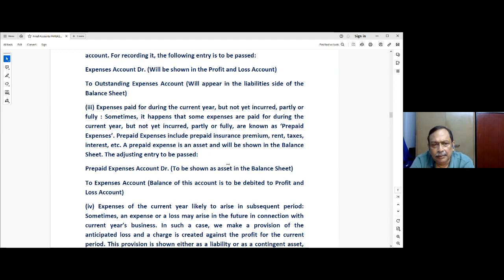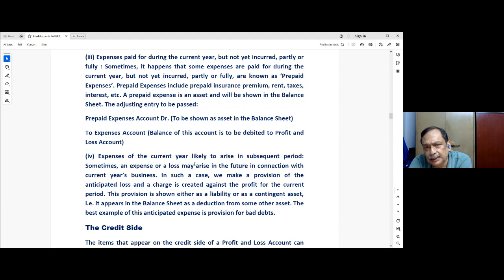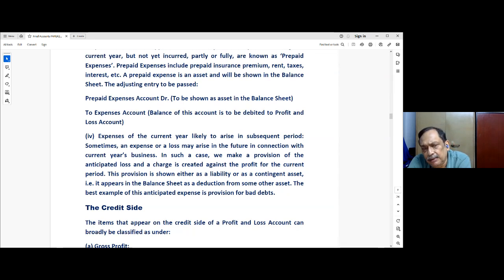The adjusting entry to be passed: prepaid expenses account debit, to be shown as an asset in the balance sheet, to expenses account; the balance of this account is to be debited to the PL account. Now we are coming to the fourth category, that is, expenses of the current year likely to arise in a subsequent period.